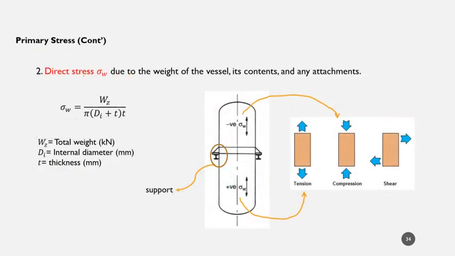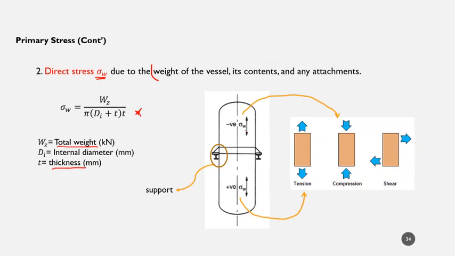The next is the direct stress, denoted by sigma W. The direct stress is due to the weight of the vessel, including its content and any attachment on the vessel. The stress can be determined using this equation, where W is the total weight, Di is the internal diameter, and t is the thickness.